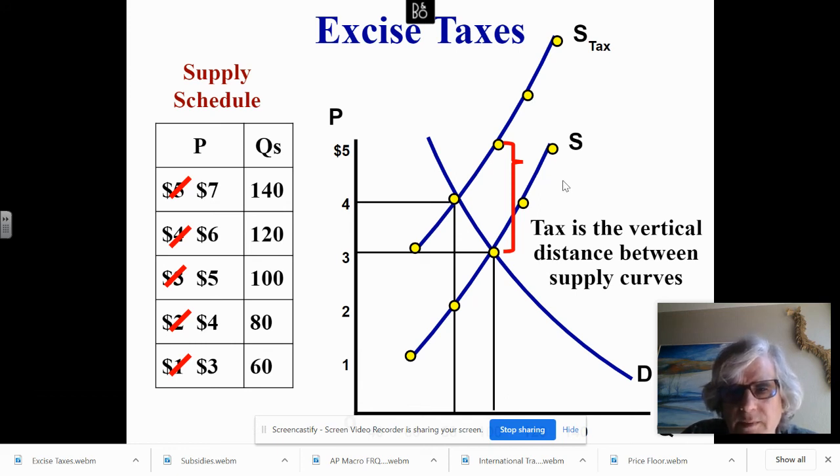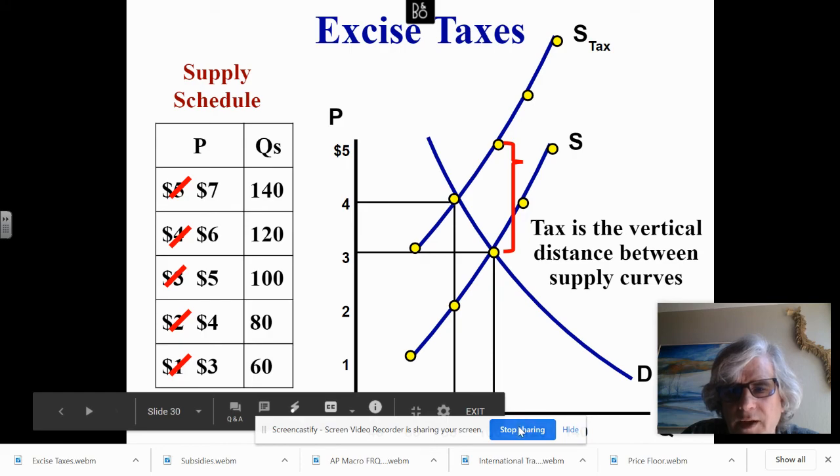Now we're going to be doing some examples, and I'll show you some examples in class of where the buyer pays more or the seller pays more. So if you have any questions, please ask.